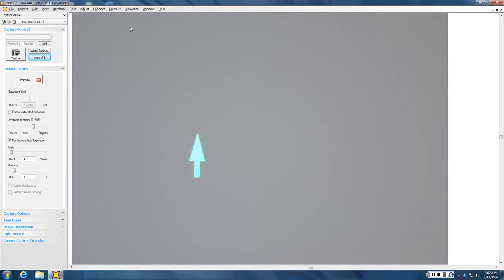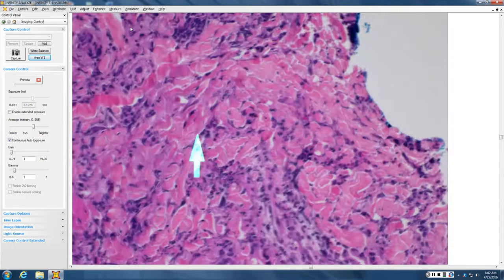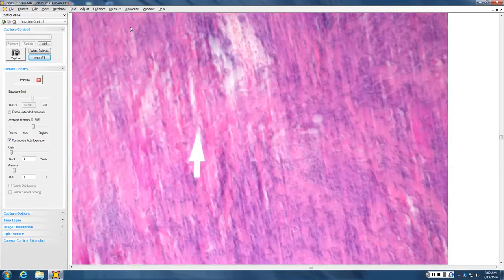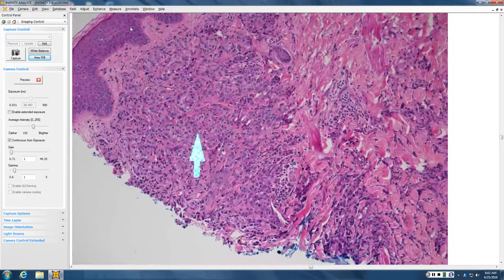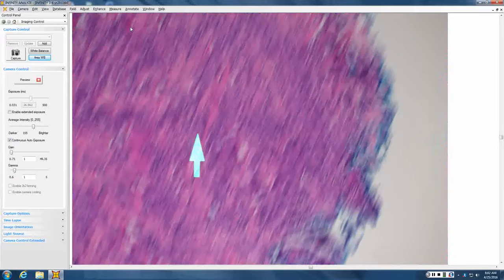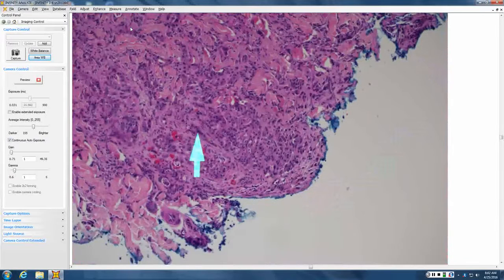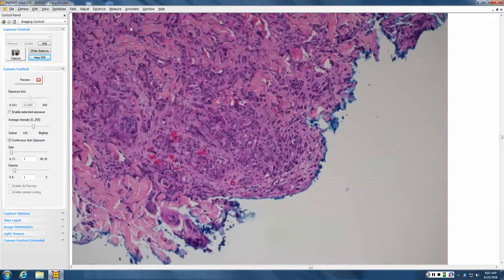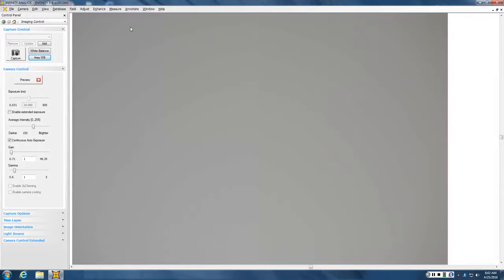Let's see what else we got here. This one can be nondescript, and this one is kind of more nondescript. But sometimes you'll see yellowy bile in the cholangiocarcinomas. So it's a big spectrum of how cholangiocarcinoma is going to show up.